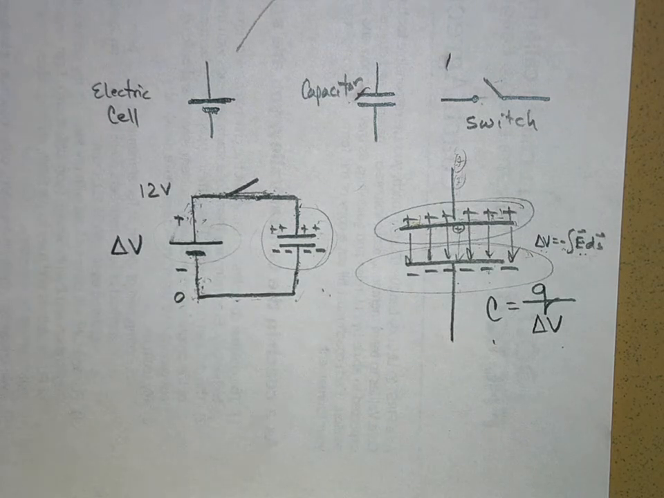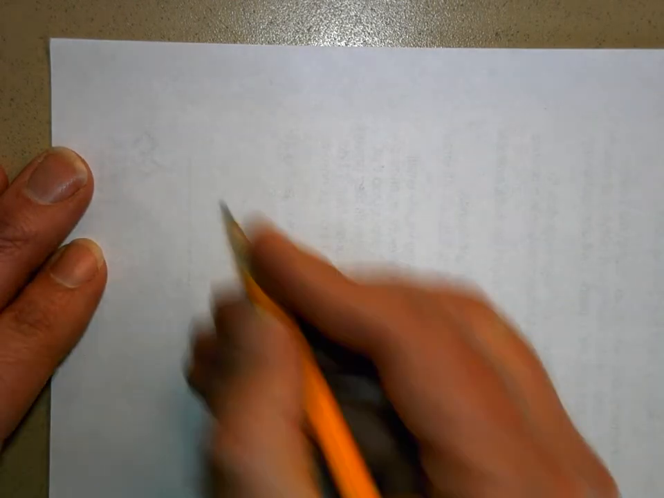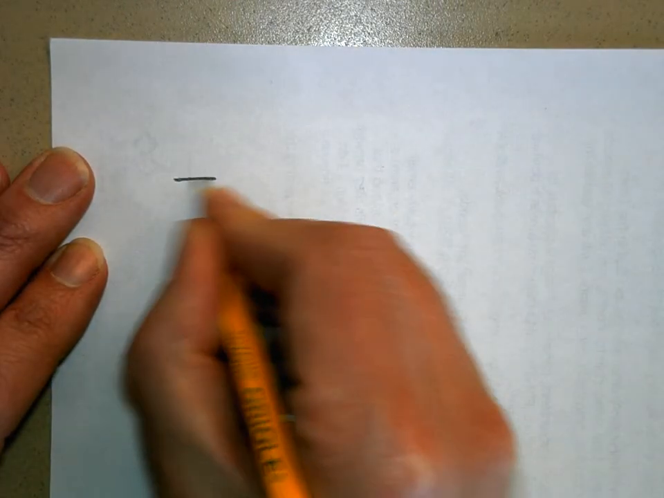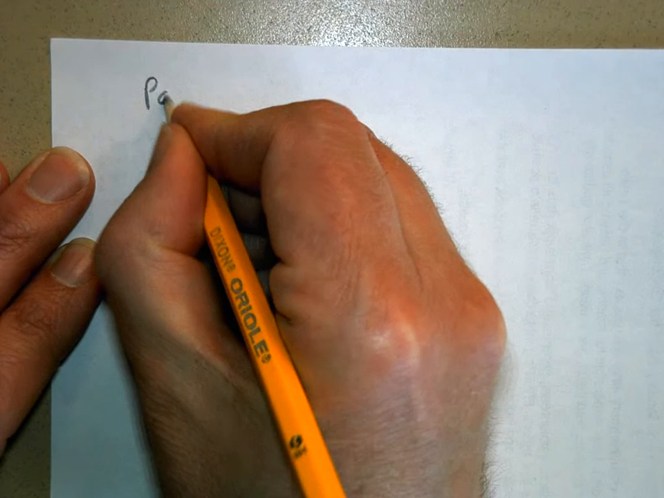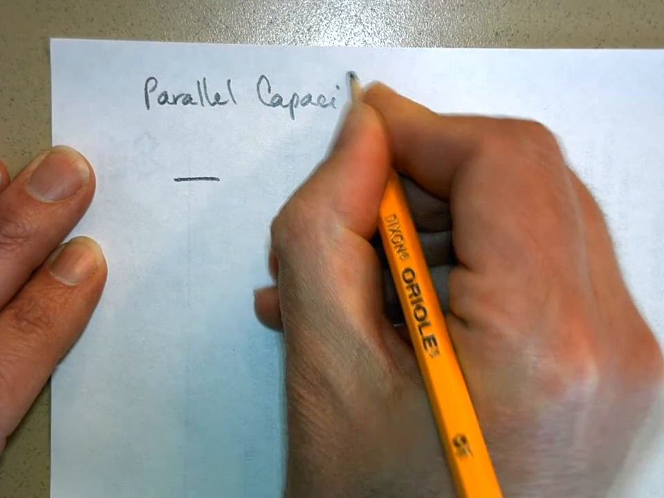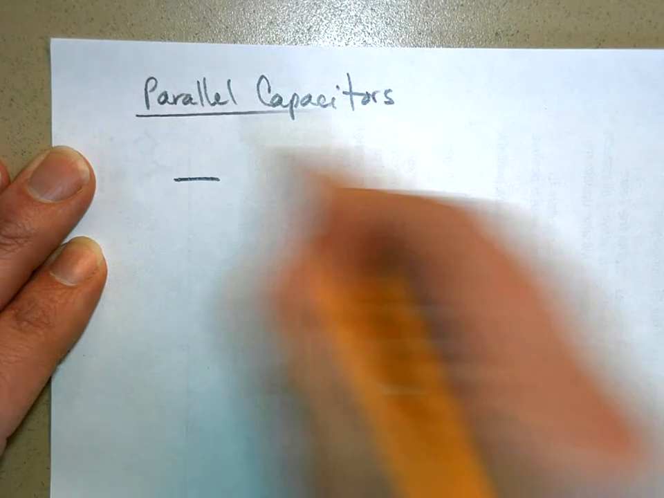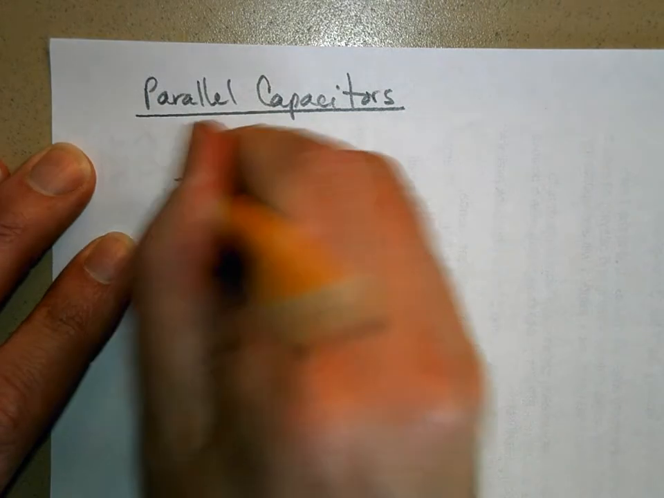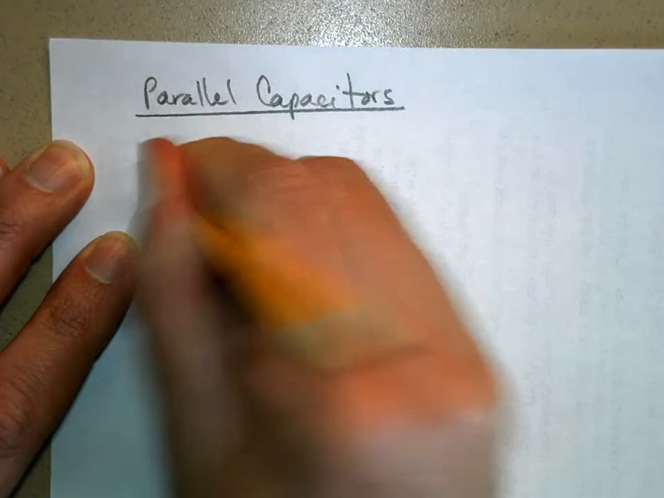All right. Well, now let's talk about if I have more than one capacitor. We're going to talk about parallel capacitors. In a parallel plate capacitor, you've got two capacitors that are just like what you would think. They are parallel. So let's do parallel capacitors. And let me erase this and start a little lower.